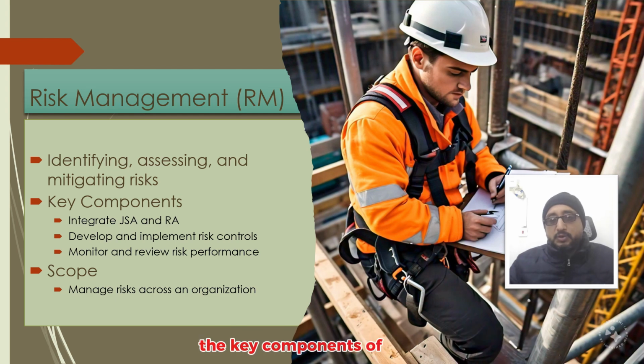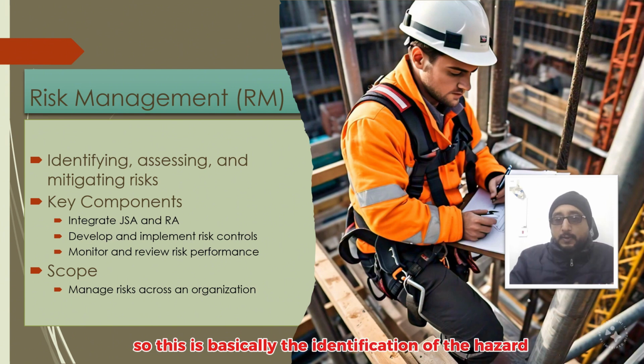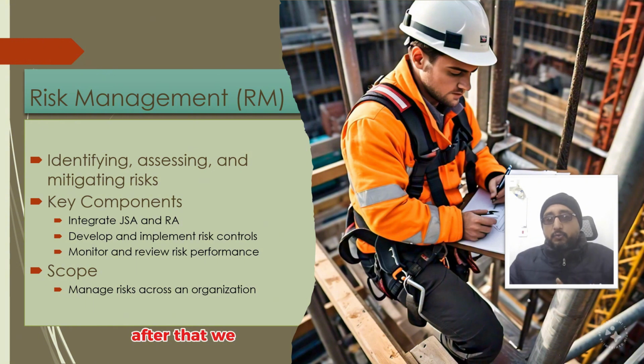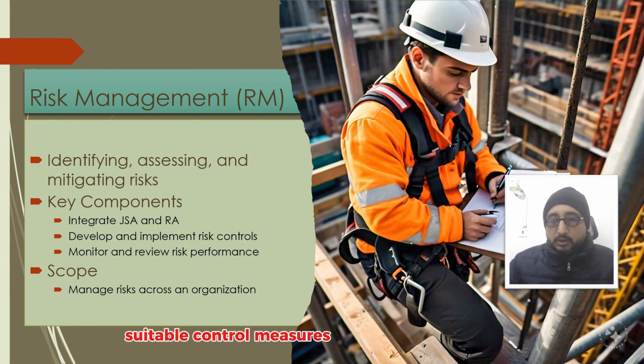The key components of this: our first step is the identification of the hazard. I am representing it here: integrate JSA with the risk assessment findings. So this is basically the identification of the hazard. Once the hazards are identified, we have to develop and implement risk control, suitable control measures, so our processes are safe and sound.